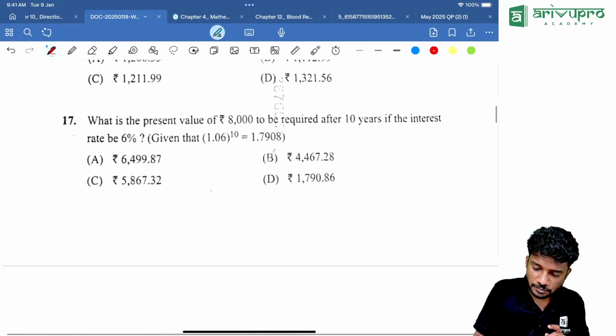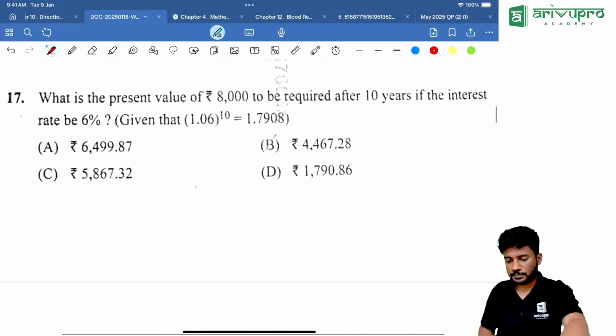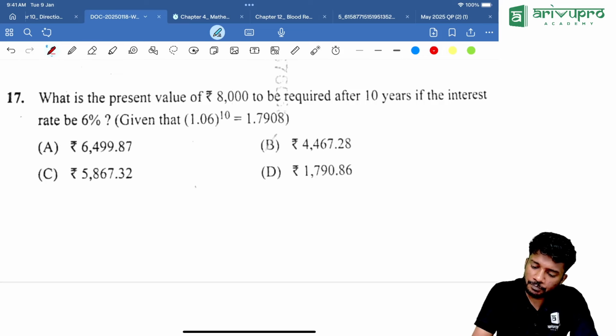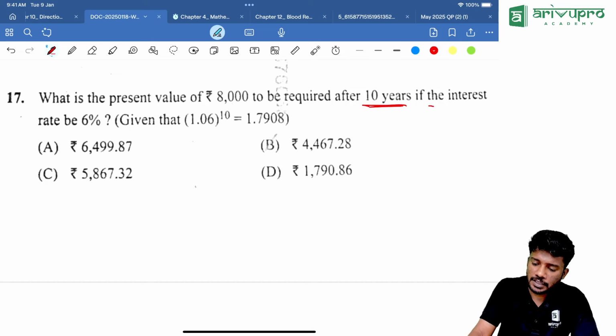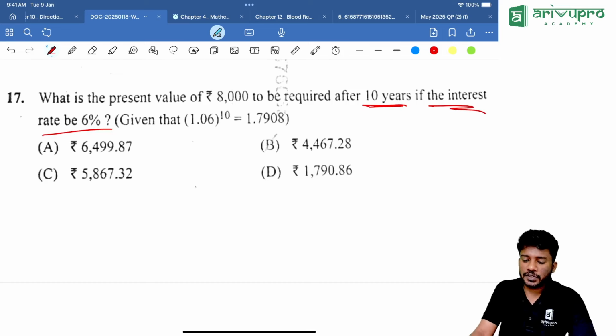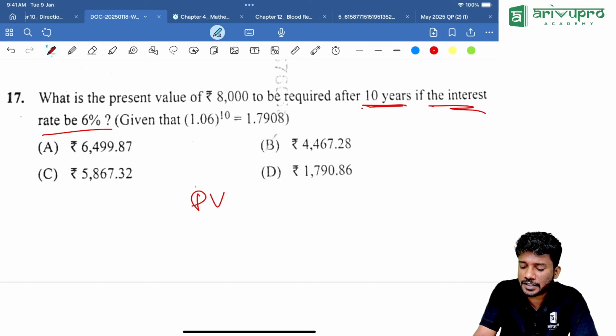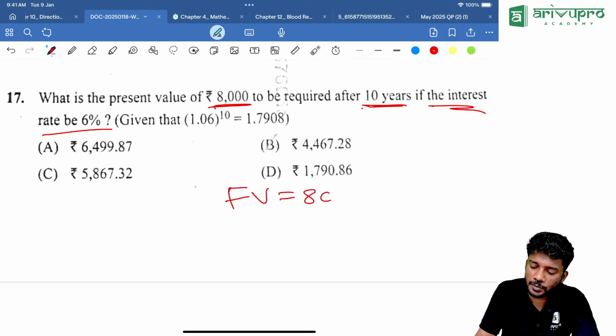Next question. Get me the answer. What is the present value of 8,000 to be required after 10 years if the interest rate is 6%? What is given? PV, present value of 8,000 to be required after 10 years. That means after 10 years, how much you require? 8,000. That means future value is given. That is how much? 8,000. Then N is how much? 10 years. Then interest rate is how much? I is equal to 0.06.